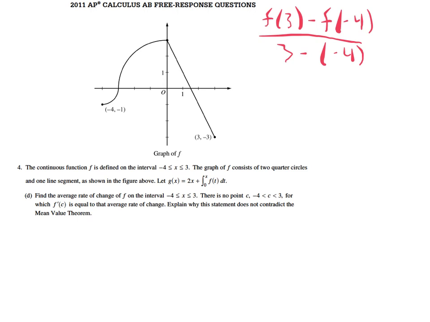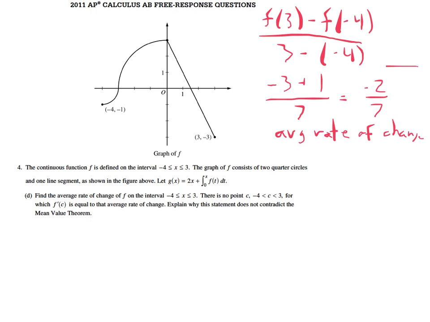So f of 3 is negative 3. f of negative 4 is negative 1. So that's going to be minus a negative 1, plus 1. And then 3 minus negative 4 is 3 plus 4, which is 7. So then we get negative 2/7. And that is our average rate of change. First part of part D, done.